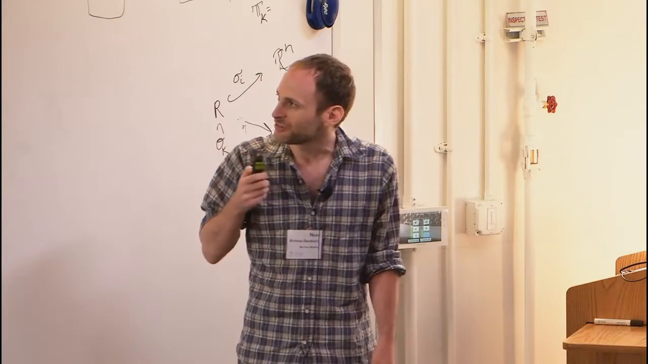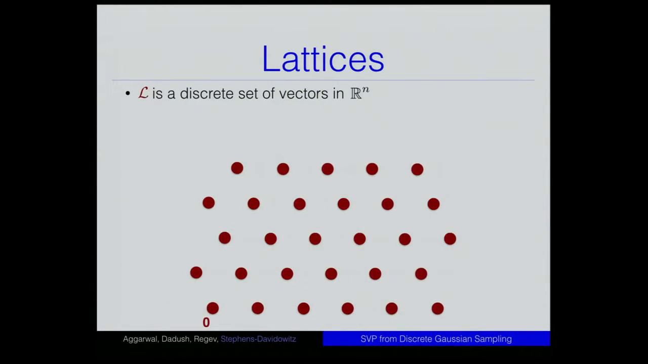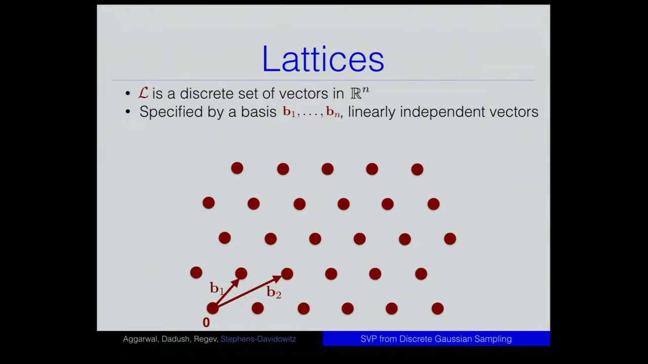So with that, let's define a lattice. I think you all know this. It's a discrete set of vectors in R^n. Here's one in 2 dimensions. Looks like that. And it's specified by a basis. So here's a basis for this lattice. They're a set of linearly independent vectors. And the lattice itself is the set of integer linear combinations of the basis vectors. I think we've all seen this before.